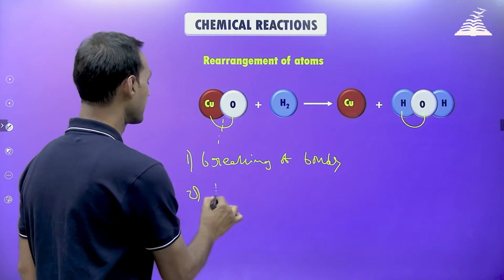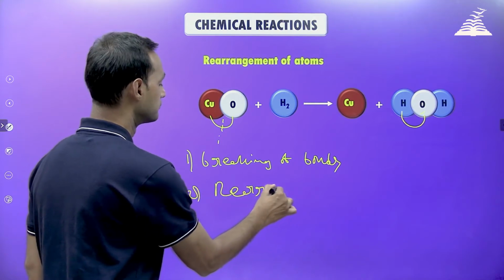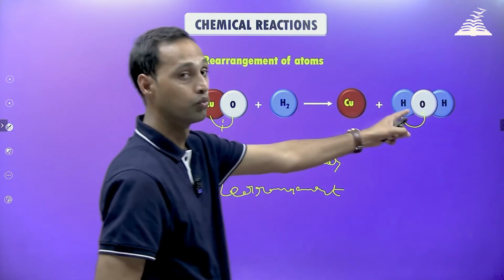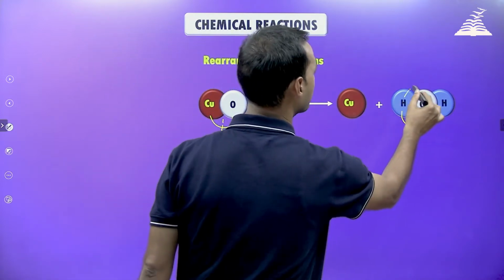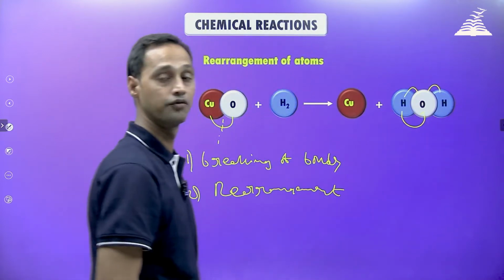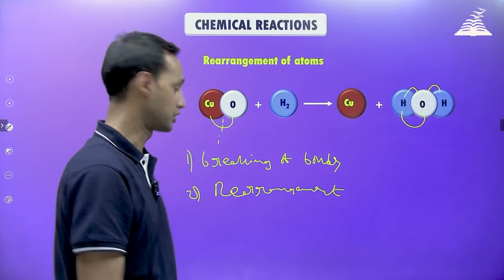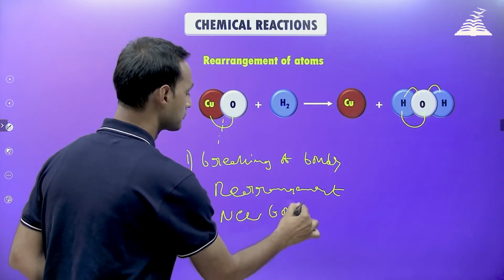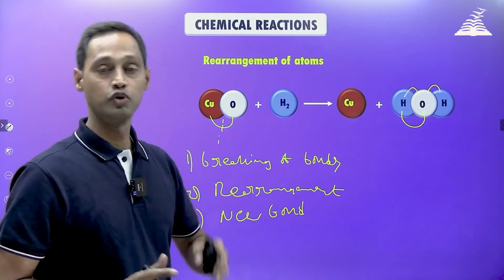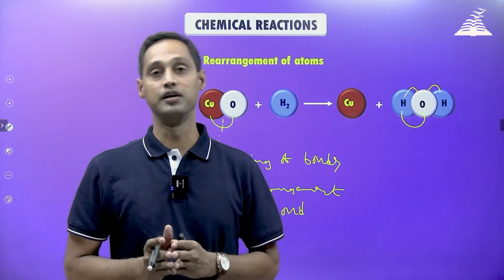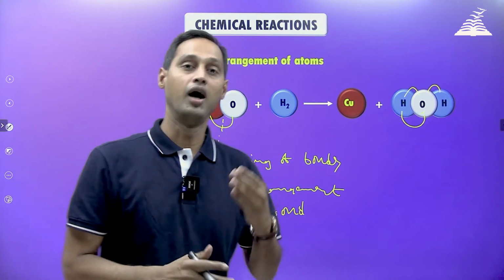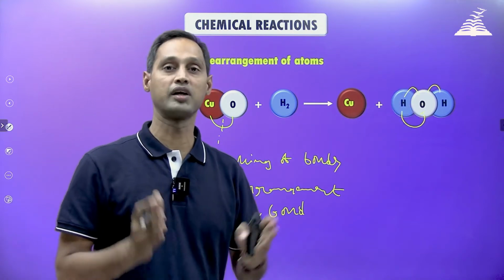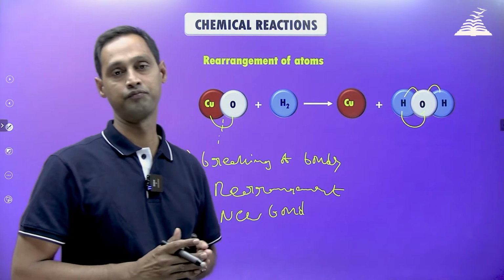So the second thing is rearrangement of atoms. And finally, we can notice formation of a new bond between hydrogen and oxygen. So basically, atoms get rearranged. Existing bonds will break down, then rearrangement takes place, and finally formation of new bonds. This is what exactly happens during a chemical reaction.